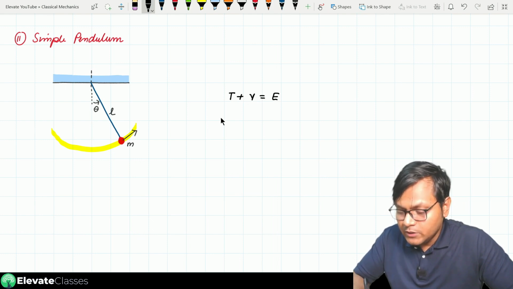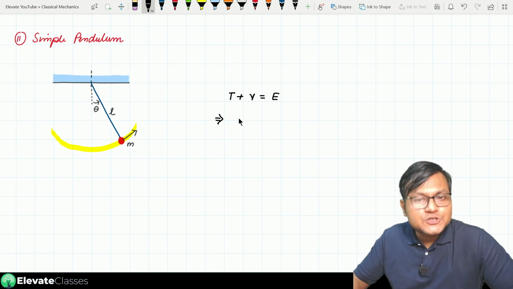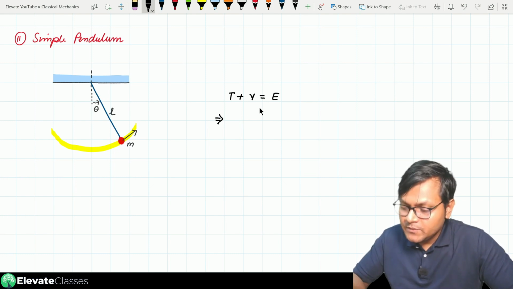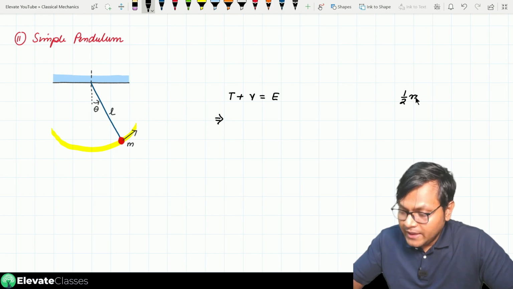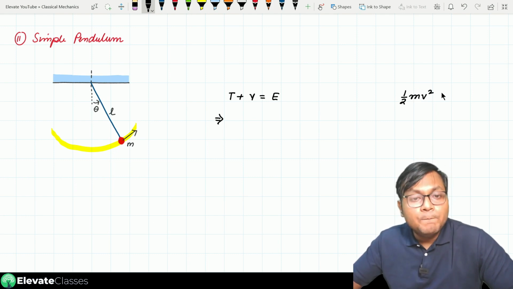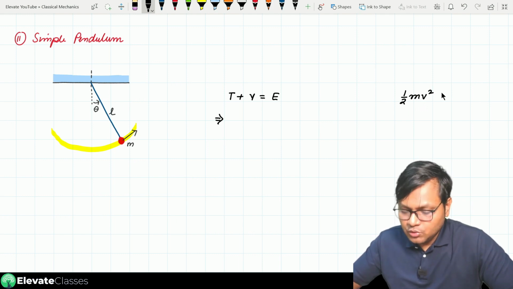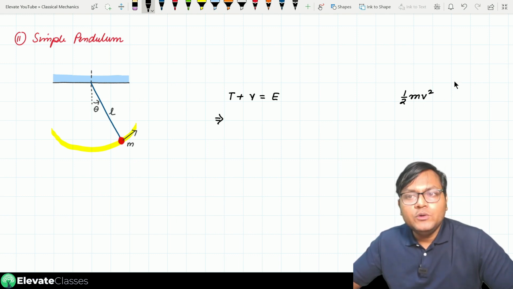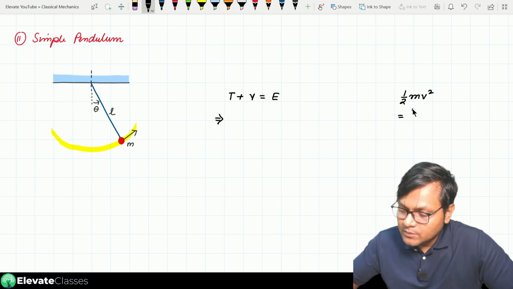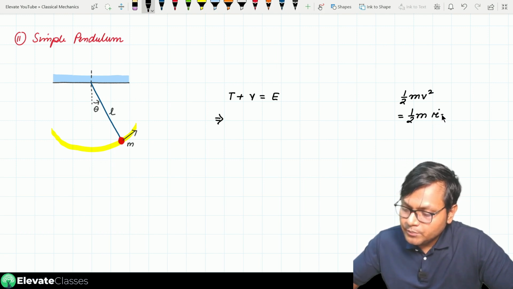T plus V is equal to E. What is the kinetic energy? Usually we say that kinetic energy is equal to half m v square, right? But the motion here is circular. So when the motion is circular, we will have to include both the radial speeds as well as the transverse speeds. So it comes out to be how much? Half m (r dot square plus r theta dot square).